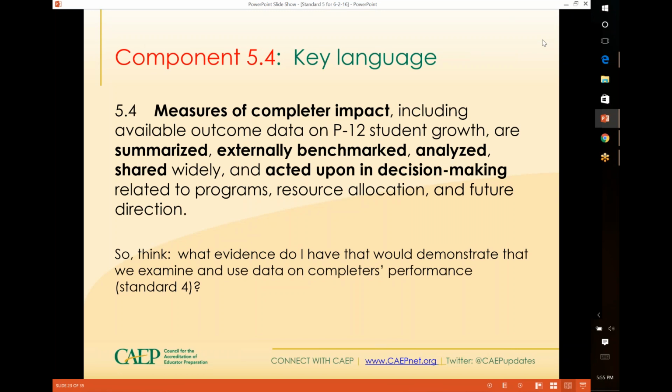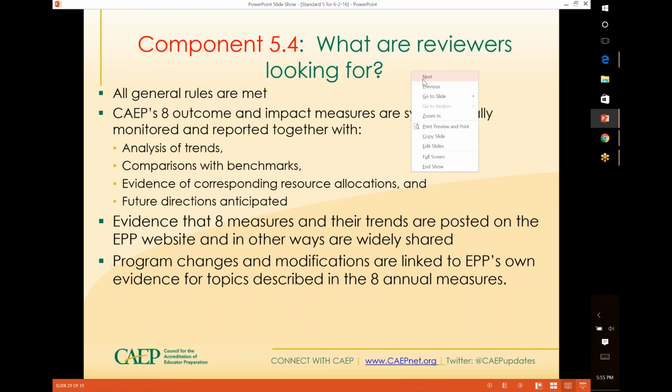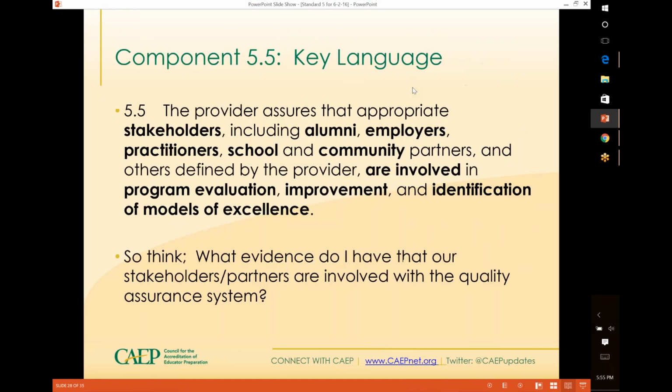Final component that does not need to be met but does need to be addressed is that, wait a minute, why am I back here? Oh, I know, I went back to find something for somebody. Here we go. 5.5, this is all about your stakeholders and whether they've been involved in your quality assurance system. We know that stakeholders are involved in our partnerships and perhaps are engaged with placements, et cetera, but this is that you might have an advisory board or other ways in which you bring stakeholders together to look at the evaluation of your programs, how you might improve, identifying things that are going well.